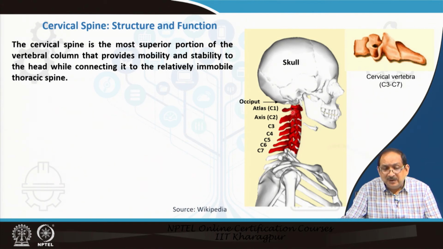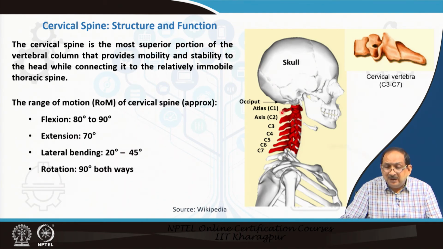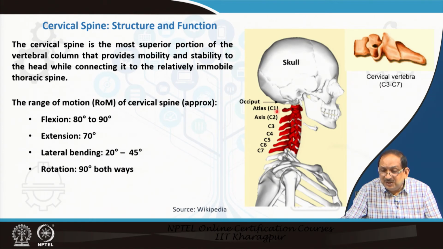So, the cervical spine consists of the vertebrae C1 to C7, and it is the topmost part of the vertebral column. One of the cervical vertebrae between C3 to C7, the shape is shown, a cervical vertebra is shown here on the right.